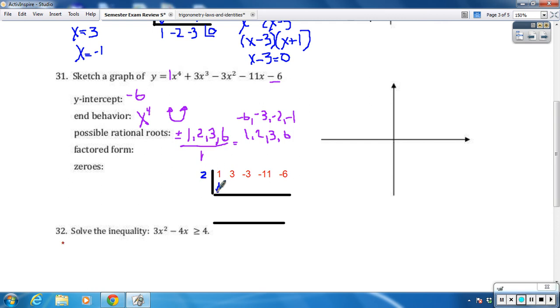Alright, so remember we drop down the first term, 1, and then I multiply it with whatever 0 I placed on the outside, so 1 times 2 is 2. Then I add, 3 plus 2 is 5. I repeat the process. 2 times 5 is 10.